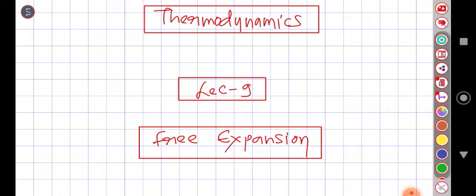Now, in today's class, we'll see the free expansion. Maybe this is the last topic in this energy interaction chapter. Once we complete this, we'll look into the examples or the problems asked in the GATE question, and we'll move on to the control volume analysis, that is the steady flow energy equation. All this we will see. In today's topic, we will discuss this free expansion.